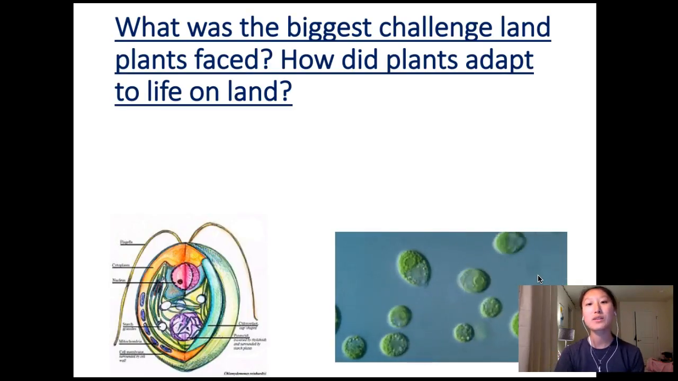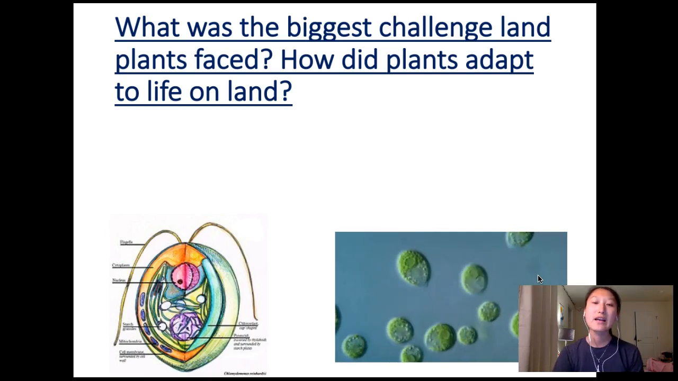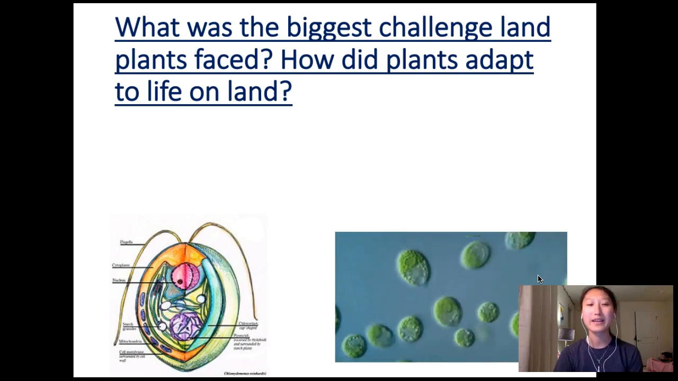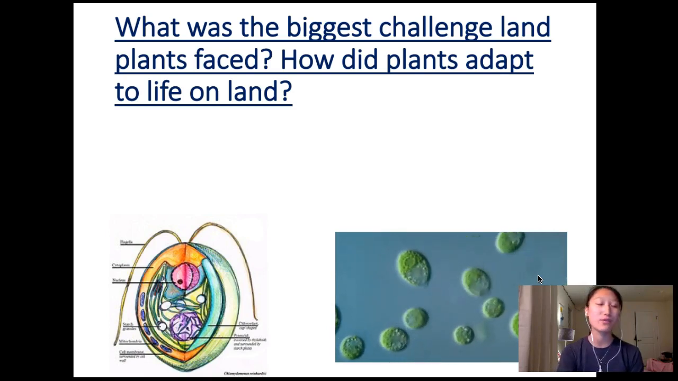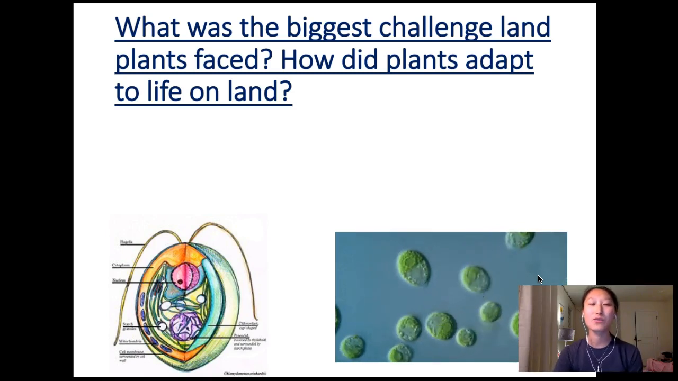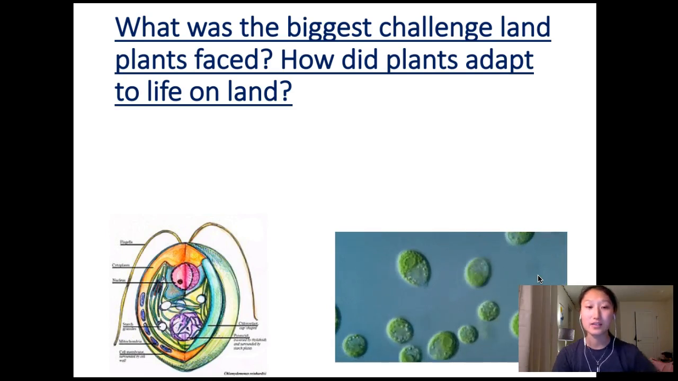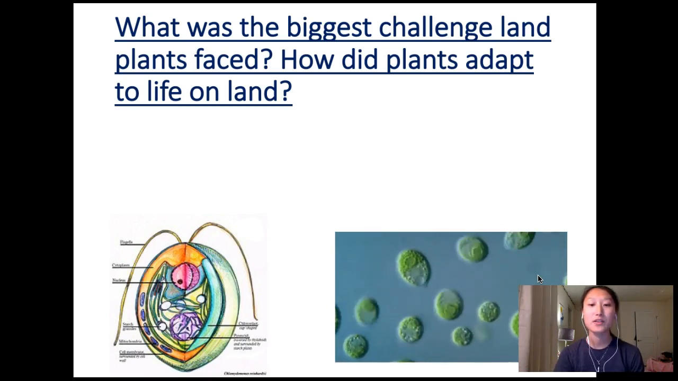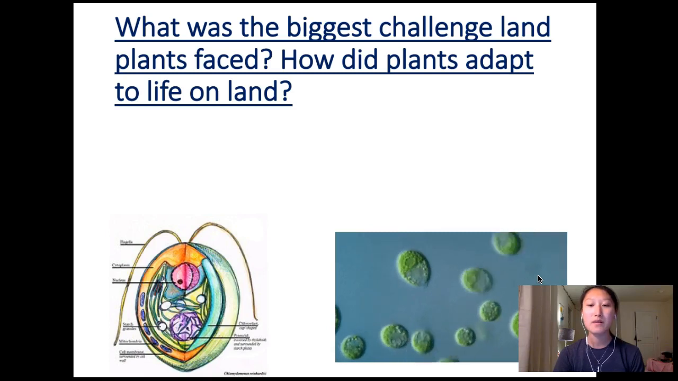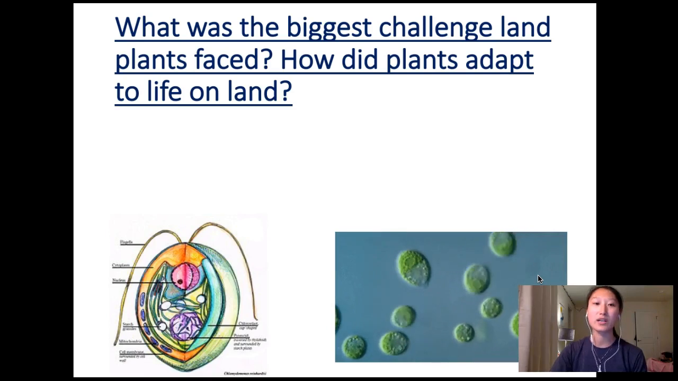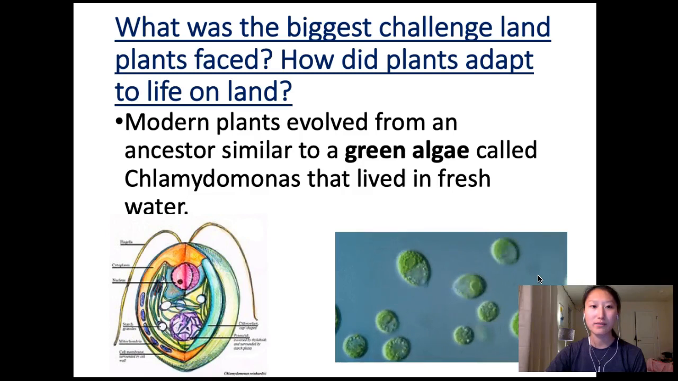Now, the next one is, what was the biggest challenge land plants faced? Land plants all evolved from water plants, plants that used to live in water, as we think. Back in the days, there were these green algae. We still have green algae nowadays, but we think there were species of green algae that were ancestors of all the land plants right now. So when they went from water to land, not being able to obtain enough water and not being able to keep water long term was the most difficult part.